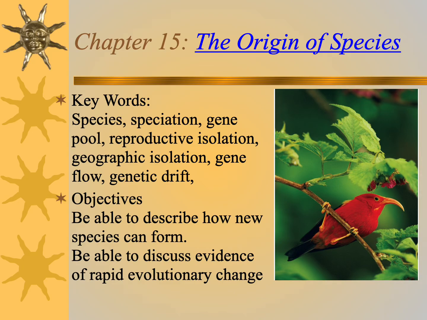All right, we're going to finish up our section on evolution by talking about how new species form. So we're going to talk about species, speciation, gene pools, reproductive isolation, particularly geographic isolation, and then gene flow and genetic drift.